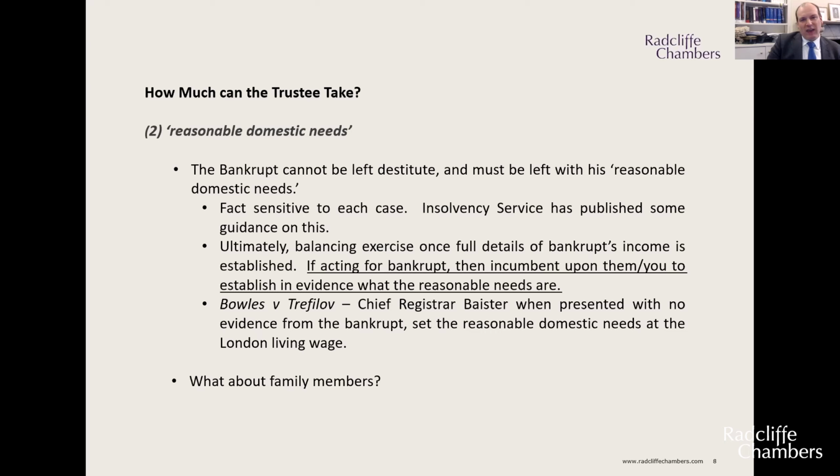So ultimately, this is a fact-sensitive issue in every single case. You need to look, if you're for the trustee, at the individual person, what their domestic needs might be, and what their income is to be set off against that. It's a balancing exercise, ultimately. So if you're acting for the bankrupt, then it's incumbent upon you to establish in evidence what that reasonable need might be. From an evidence standpoint, if a trustee brings an IPO application and the bankrupt puts nothing in, then it's likely an IPO will be made. The question is how much will it be made for?